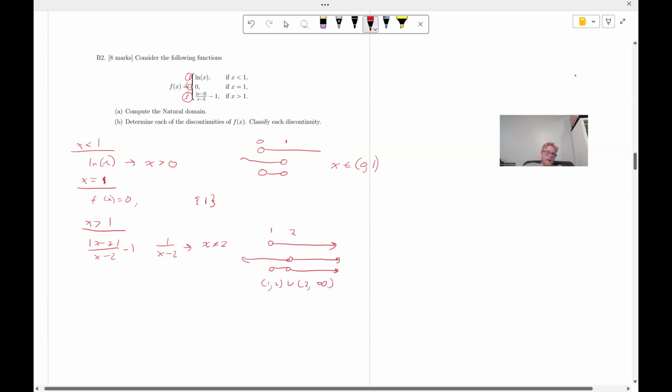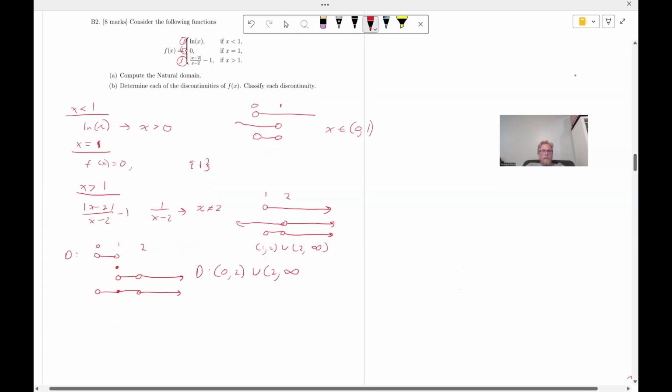To get my overall domain, I take the union of these sets. I get 0 to 1, the point 1, and 1 to 2 up to infinity. Unioning these, I include 1, I don't include 2, so my domain is the set 0 to 2 union with 2 to infinity.